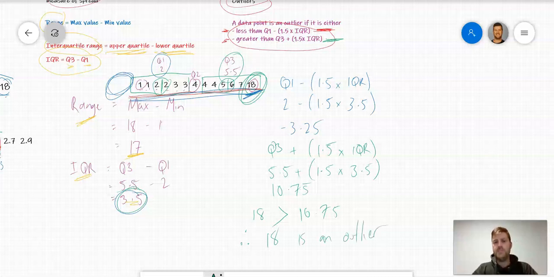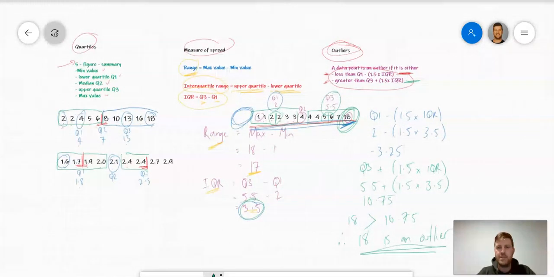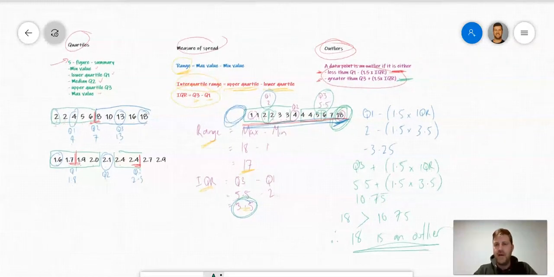Okay, and we'll talk in the next video about what we do with outliers when we're dealing with five-figure summaries and how to include those on box plots. But that's for another time. Just for today in my class, we're looking at those three things: quartiles, measures of spread, and outliers.